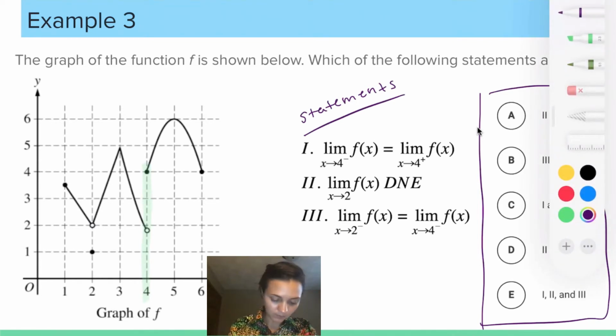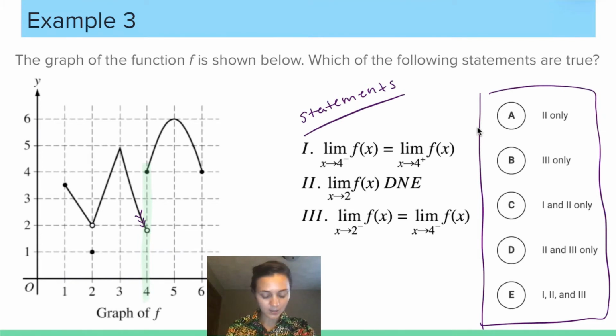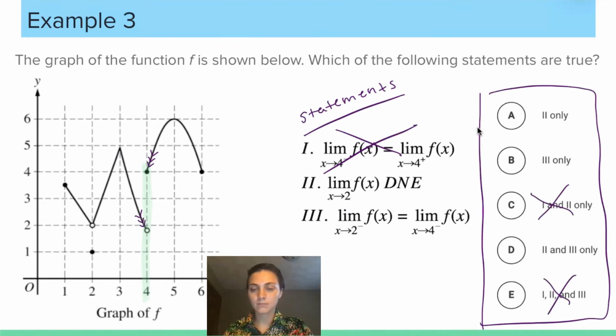And I can see from the left the limit is 2, and from the right the limit is +4. So this is not true. This first one is not true. I'm just going to eliminate it. Then I can actually eliminate any of the ones that have 1 in it. Test strategy for the SAT and ACT as well.